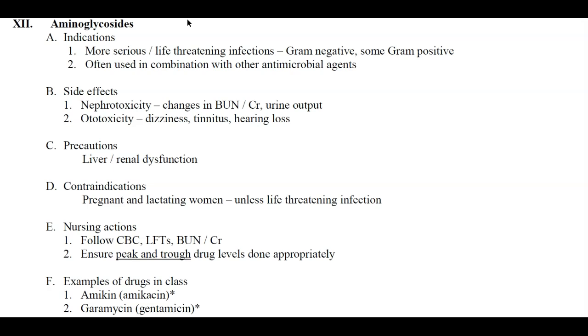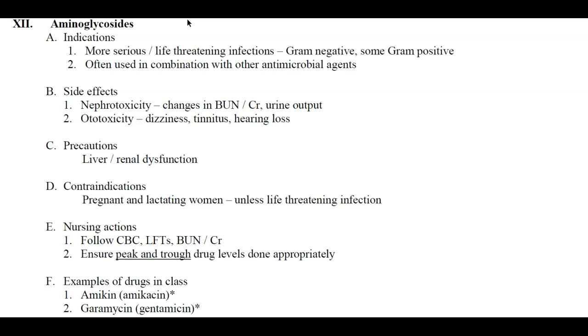Some precautions include liver and renal dysfunction. Contraindications include pregnant and lactating women unless there's a life-threatening infection. So now we're going to have to consider risks versus benefits. Nursing actions include analyzing and monitoring your complete blood count, your liver function test, and your BUN and creatinine, which is your renal function test. Now we have to ensure we check the peak and trough drug levels. So it needs to be done appropriately.